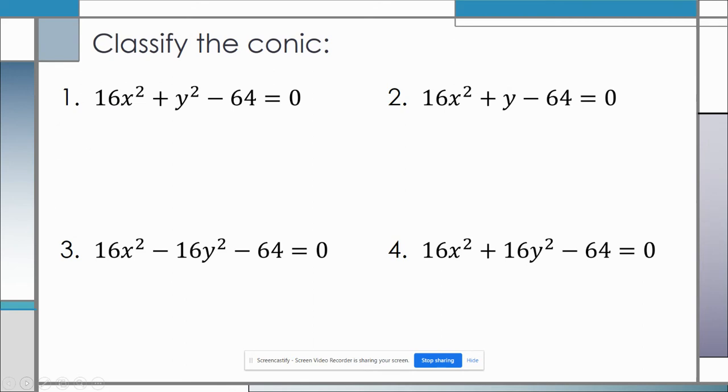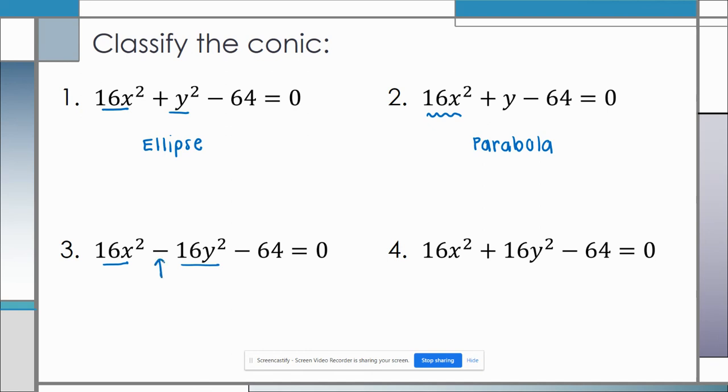So let's look at these four examples. In the first one, notice that I have two squared terms, so that eliminates the parabola. If I see that they're both positive, that eliminates the hyperbola. The numbers are different, so that means we have an ellipse. Problem number 2, I only see one squared term in the entire equation, so right off the bat, that means we have a parabola. In problem number 3, I see two squared terms.